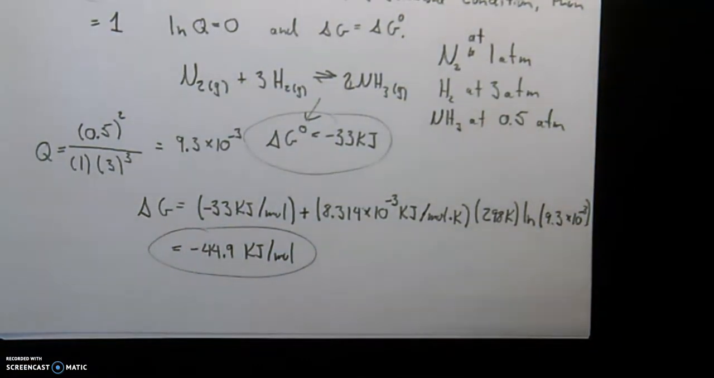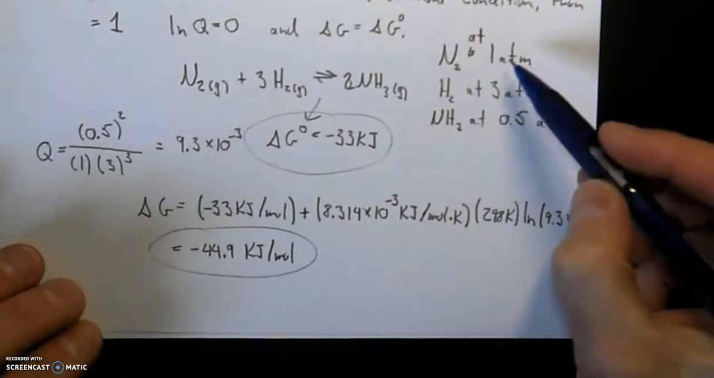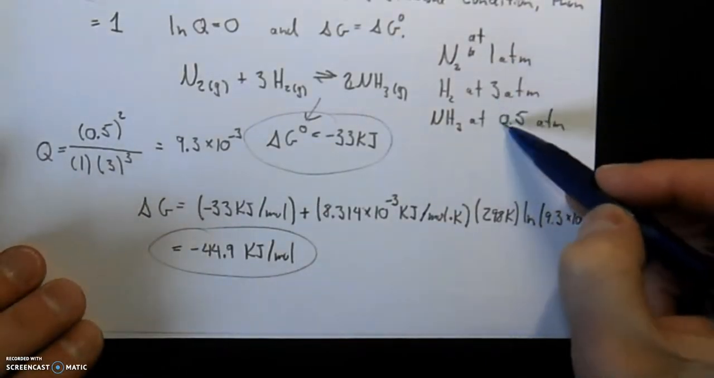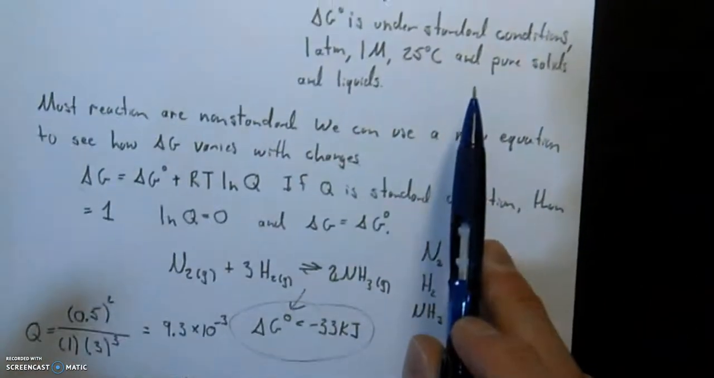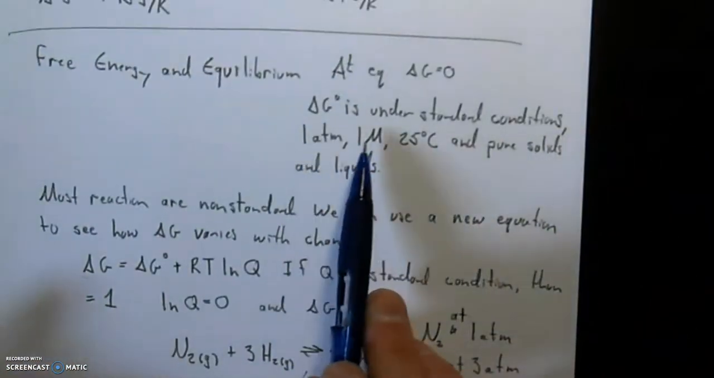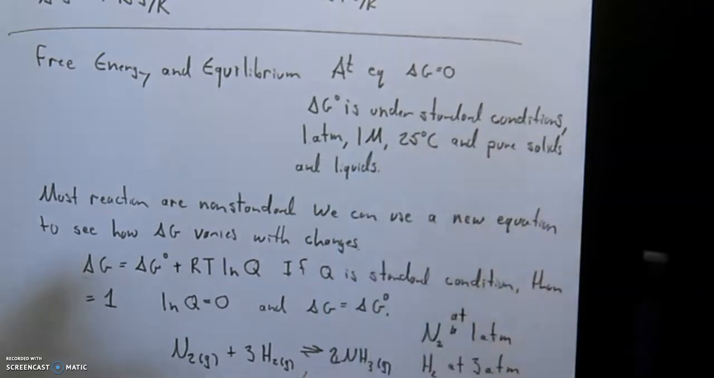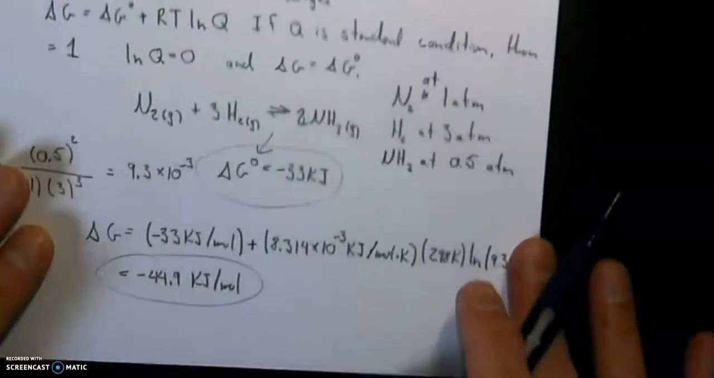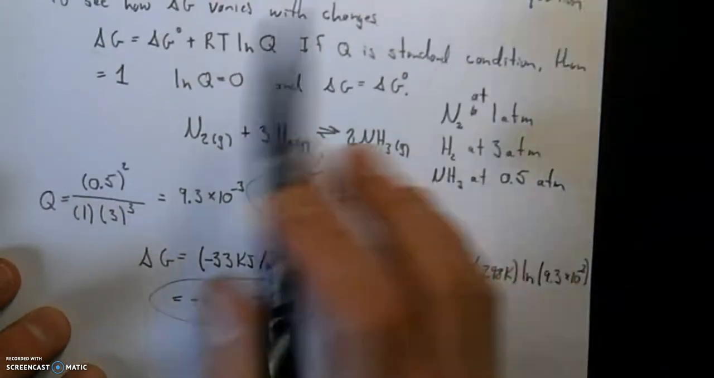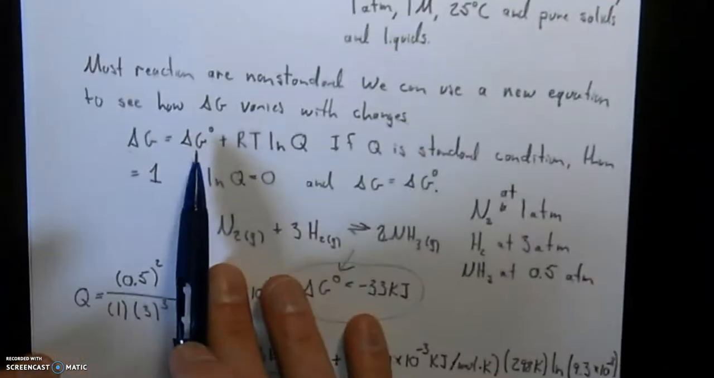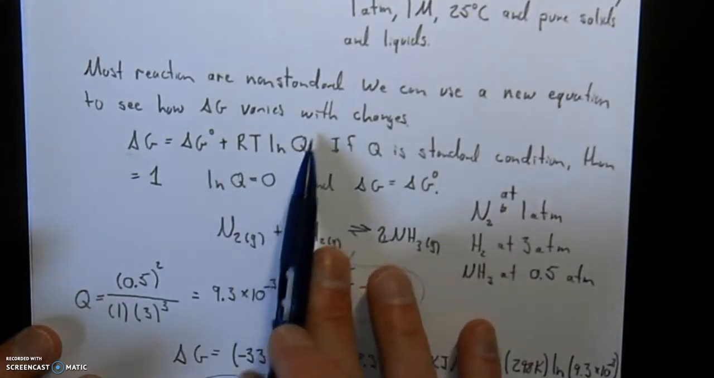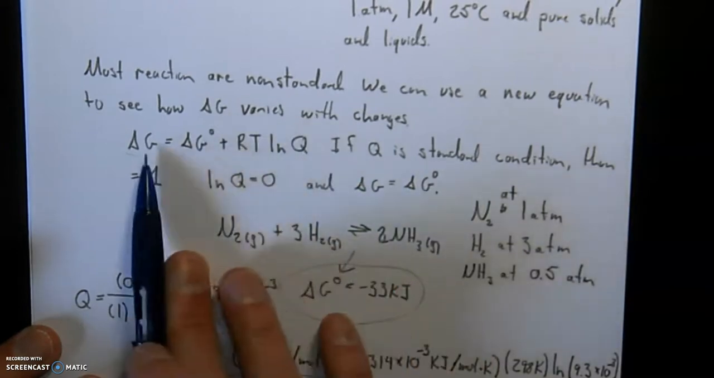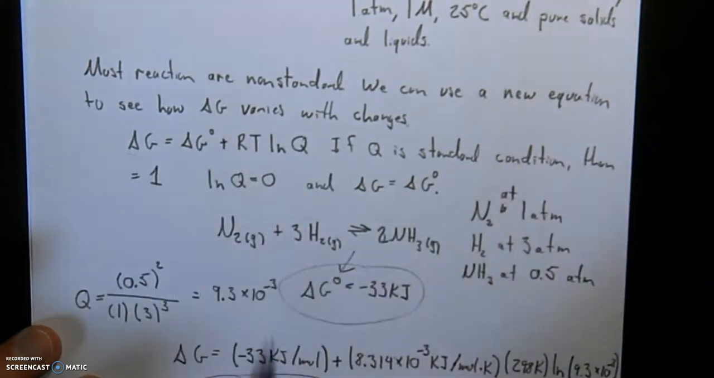If all of the pressures that we put into this equation were standard conditions, just one. Again, we had it listed up here that standard conditions are 1 atm, 1 molar, 25 degrees Celsius, and pure substances. If we put all those into the equation, then Q would end up just being 1, and ln Q would be 0. This whole thing would cancel out, and these two would be equal to each other. That was not our case.